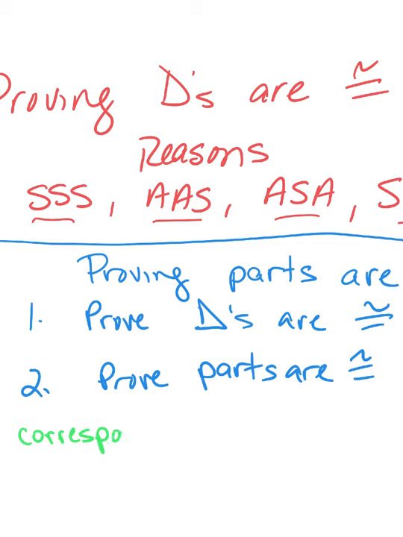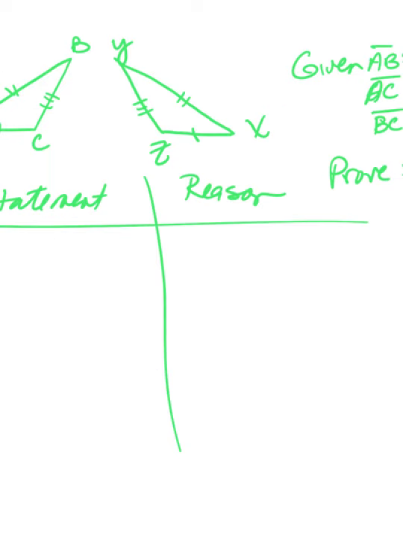And that stands for corresponding parts of congruent triangles are congruent. Now, if you look at your cheat sheet, I told you that triangles can only be marked congruent with the reasons SSS, ASA, AAS, and SAS. Okay, those 4 reasons. You have it on your notes.